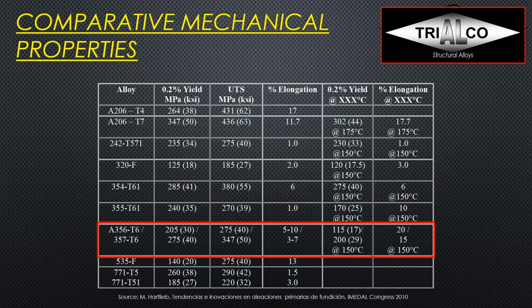We will see this in other webinars as well. As soon as I go up in temperature, my strength goes down very quickly and my elongation goes up very quickly. So that is our baseline. So what else could we be looking for?